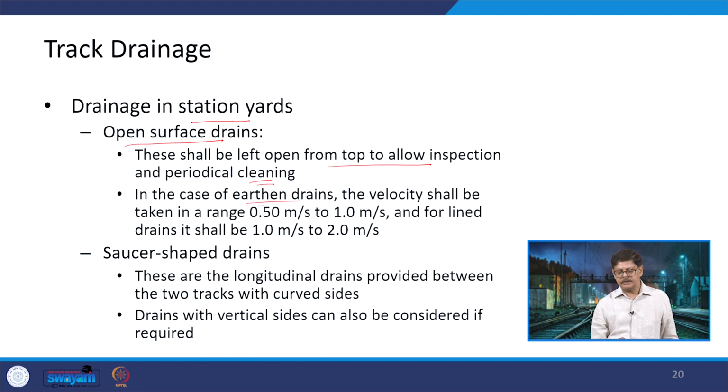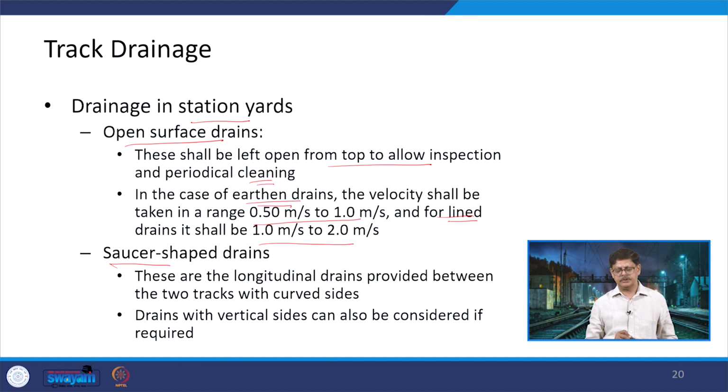In the case of earthen drains, the velocity shall be in the range of 0.5 meter per second to 1 meter per second. So, this is the flow velocity value which is taken for design, whereas if it is a lined one, then it can be more, 1 to 2 meter per second. I already said that saucer shaped drains should be preferred, but it is not that it is a guideline and it has to be followed.